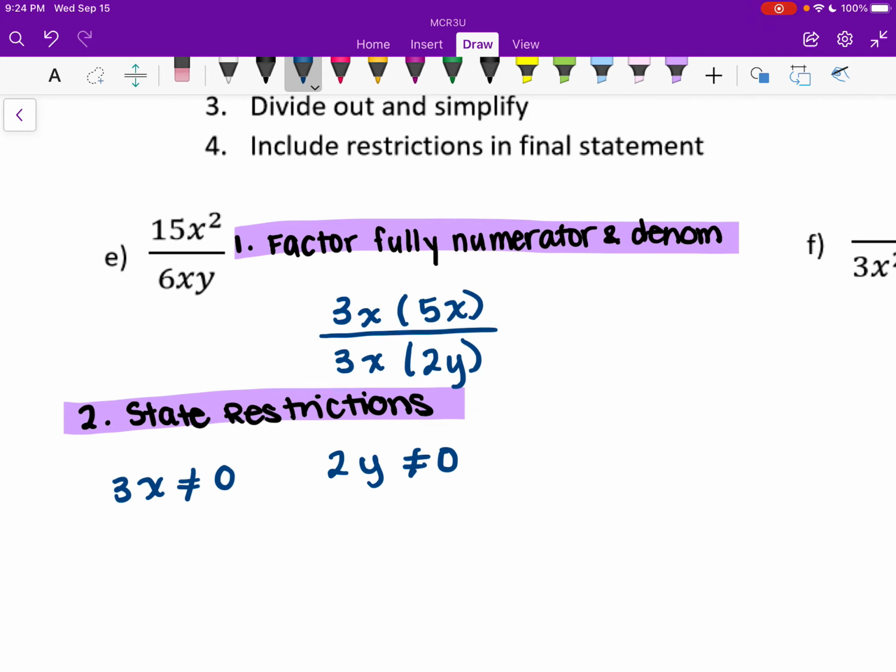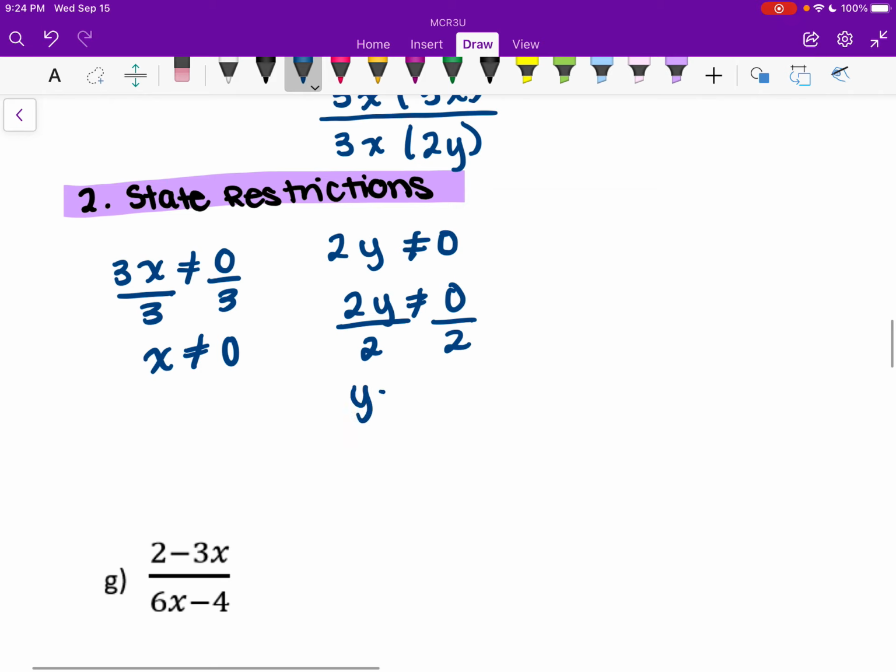So let's go ahead and solve that. 3 divided by 3, x cannot equal 0, right? And then 2y cannot equal 0. So let's divide that by 2, divide that by 2. Y can also not equal 0. Those are my restrictions. And I'm just going to highlight them because I need them later when I write my statement.